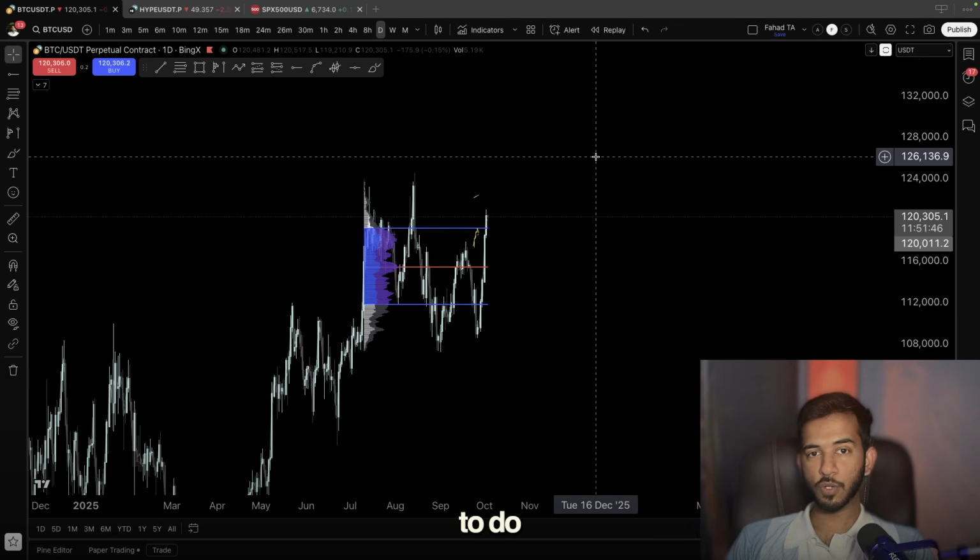So what I started to do was I switched to the weekly and daily time frame first. I used to mark my FRVP levels.